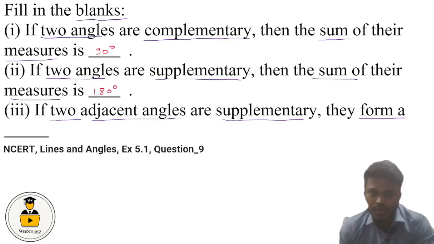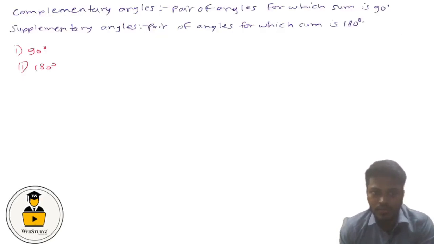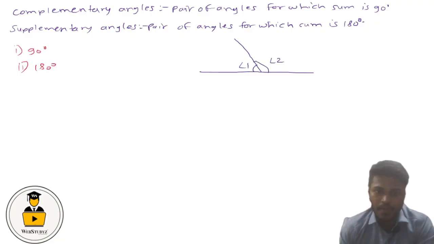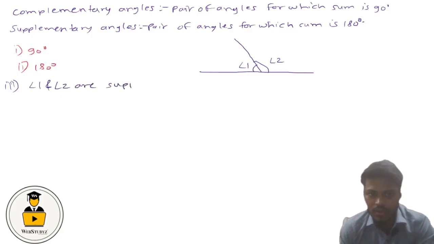And for the next, we are given that two adjacent angles are supplementary. So let us draw. Suppose we have two angles, angle 1 and angle 2. And we are given that angle 1 and angle 2 are supplementary. By the definition of supplementary angles, we can say that the sum of these two angles will be equal to 180 degrees.